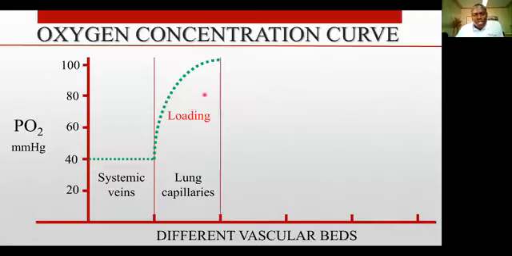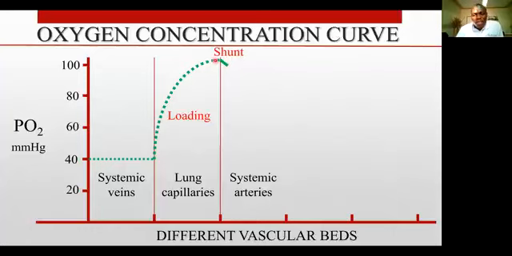I told you that it will reach about 104 millimeters of mercury, but because of mixing with the bronchial veins, the concentration goes down slightly. It will go down to about 95 to 100 millimeters of mercury. And that is what will be reaching the left chambers of the heart. And that means that even the arteries will be having that level of concentration.